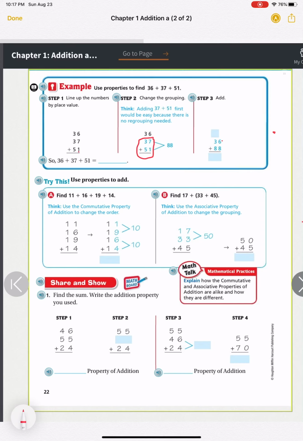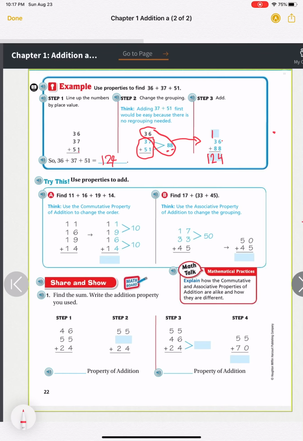7 plus 1 is 8. 3 plus 5 is 8. So I can do some mental math there. Then I can take these numbers and group them in step number 3. 36 plus 88. 6 plus 8 is 14. Carry the 1. 8 plus 3 is 11, plus 1 is 12. So 36 plus 37 plus 51 is 124.